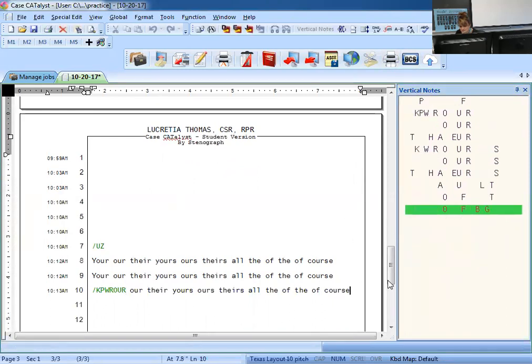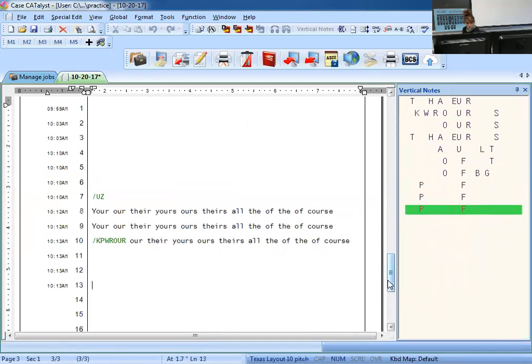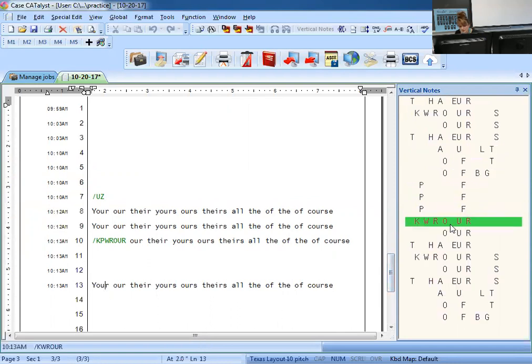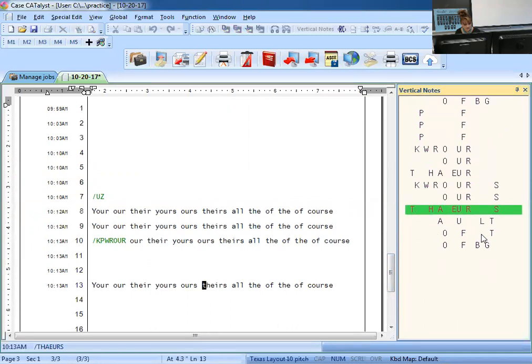So let's redo it. I got to start PF, PF, PF. And then let's start it again. Your, our, remember you're going across, down, up and down. Their, yours, ours, theirs, all the, of course. Let's check it. And so I start over here with my notes. I just click on the English word. It'll take me straight with my notes. So you've got your, our, their, yours, ours, theirs, all the, of course.